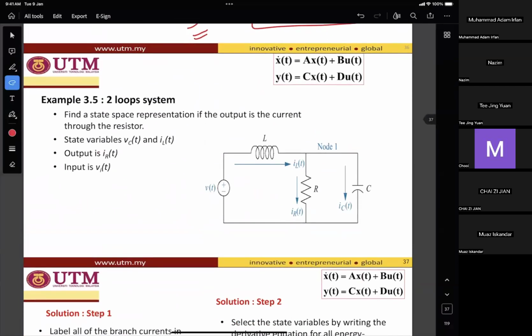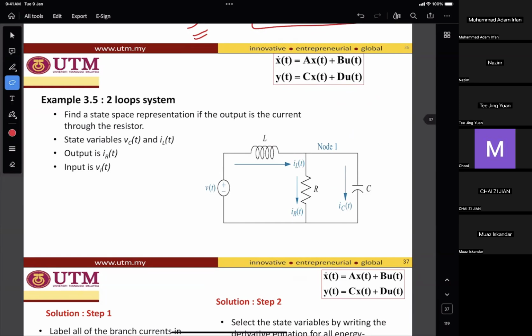So, slide 37. What is the number of the example? Slide 37, Farisha. What is the example number? Example 3.5, two loop system. Everybody look at slide 37. I will call your name for the attendance.